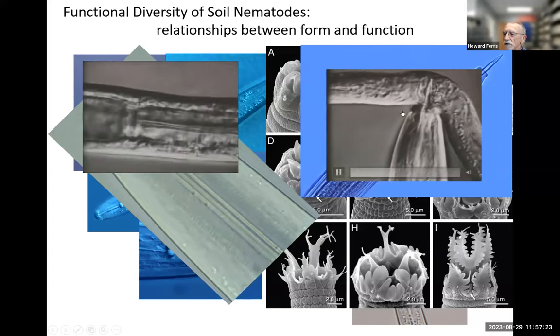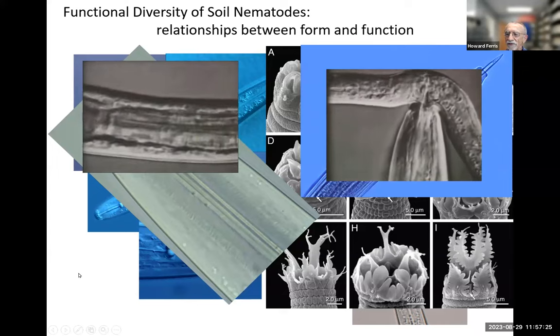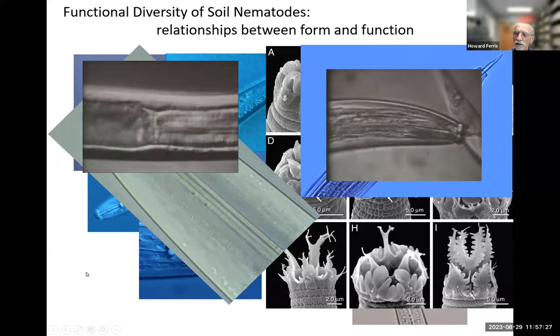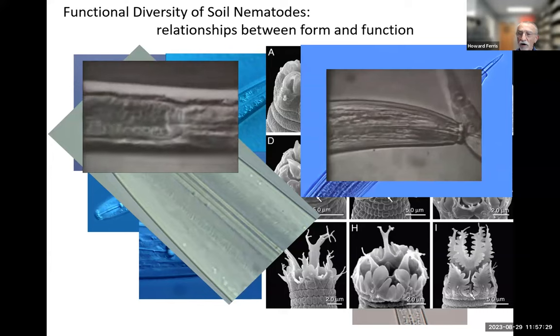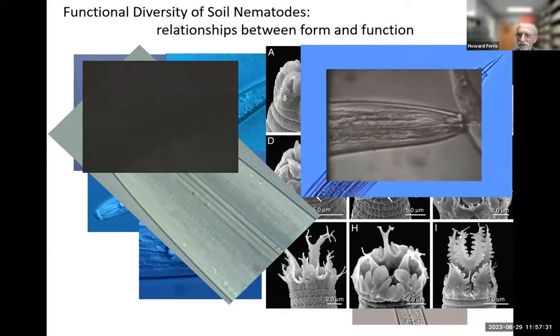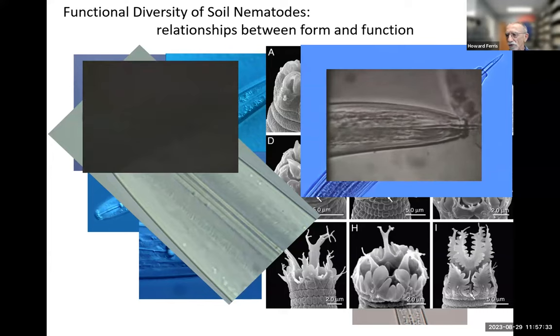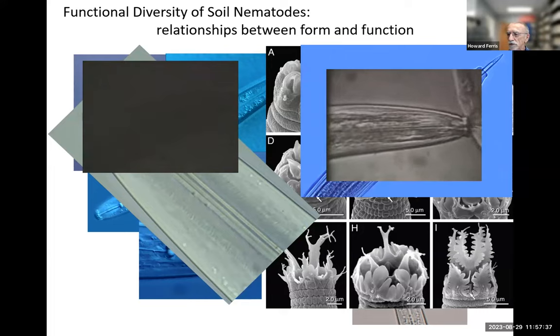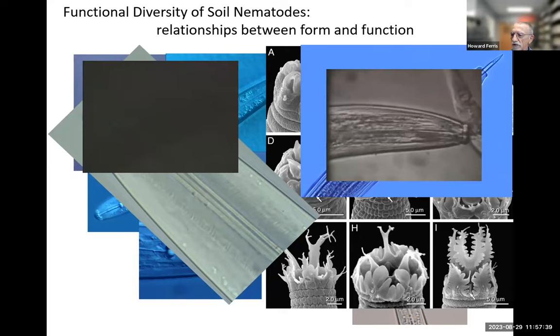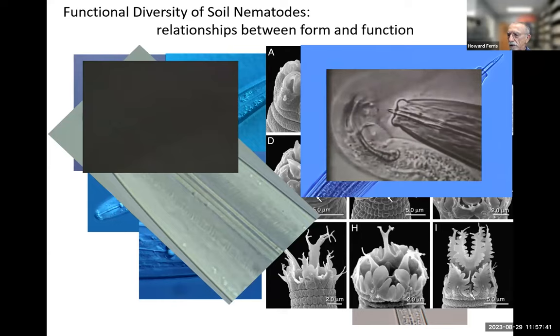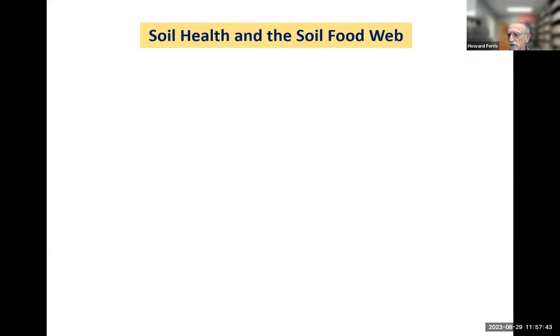We'd like to see more of these nematodes in agricultural situations, but it turns out that they are among the most sensitive to the things that we do in agriculture. They're the most sensitive to soil disturbance and to pesticides and fertilizers that we put into the soil, and I'll talk a little more about that later.